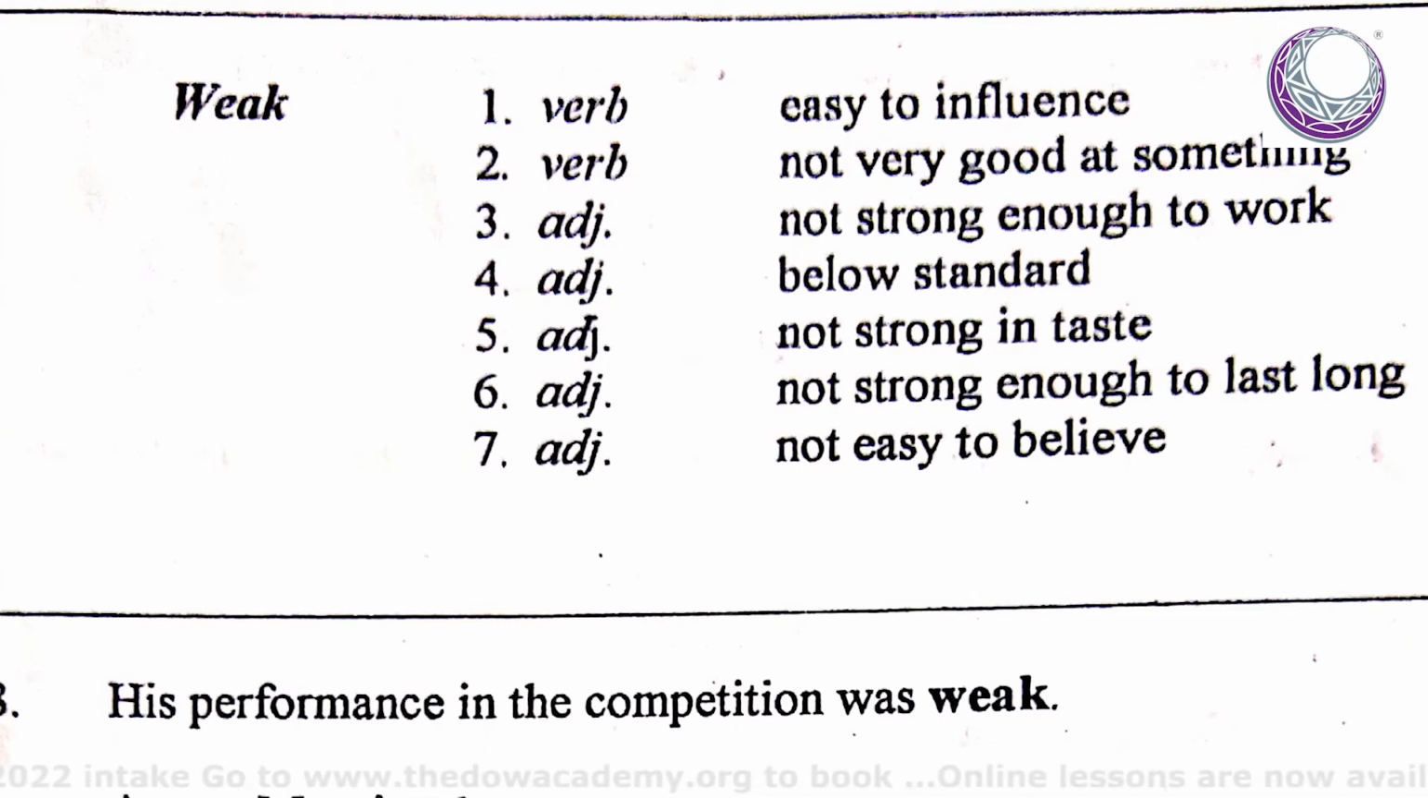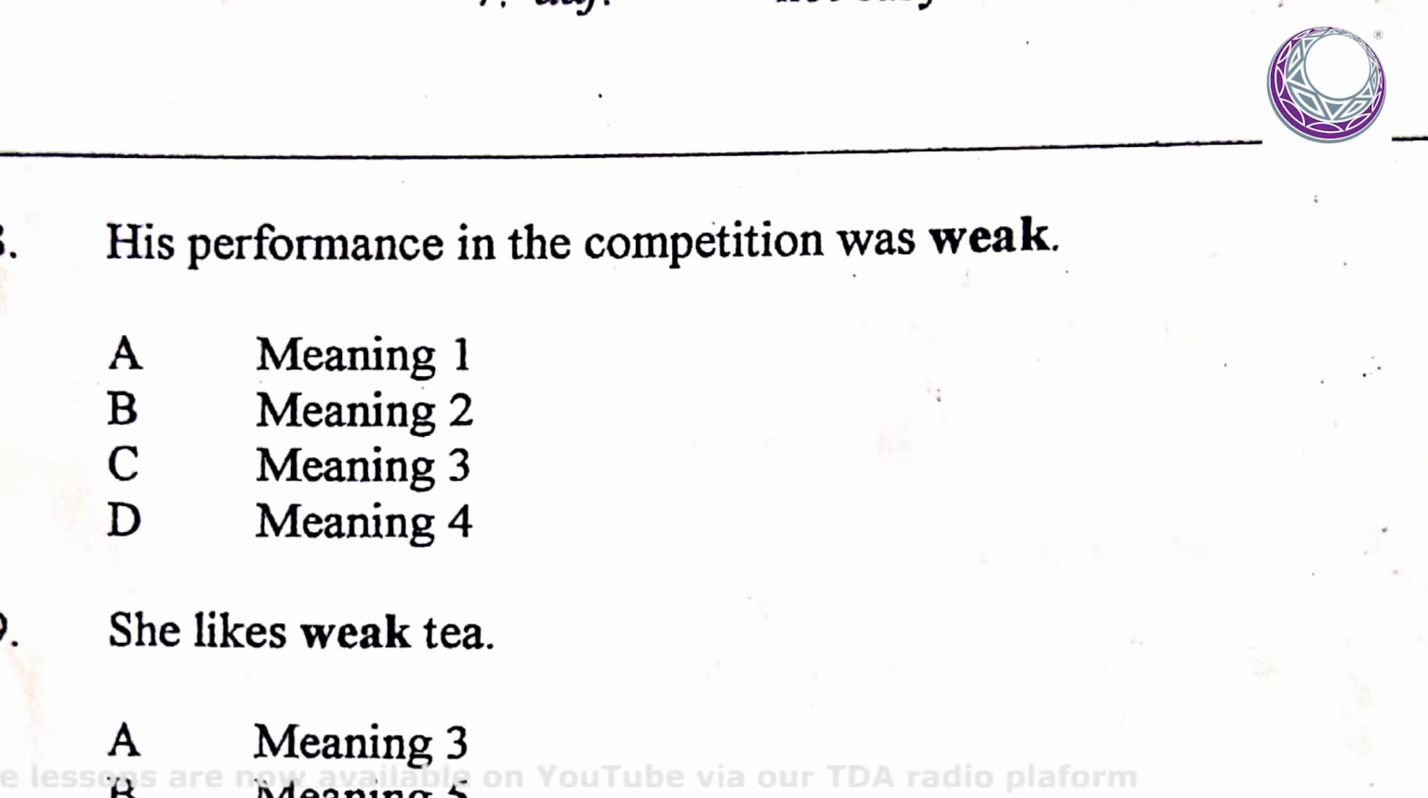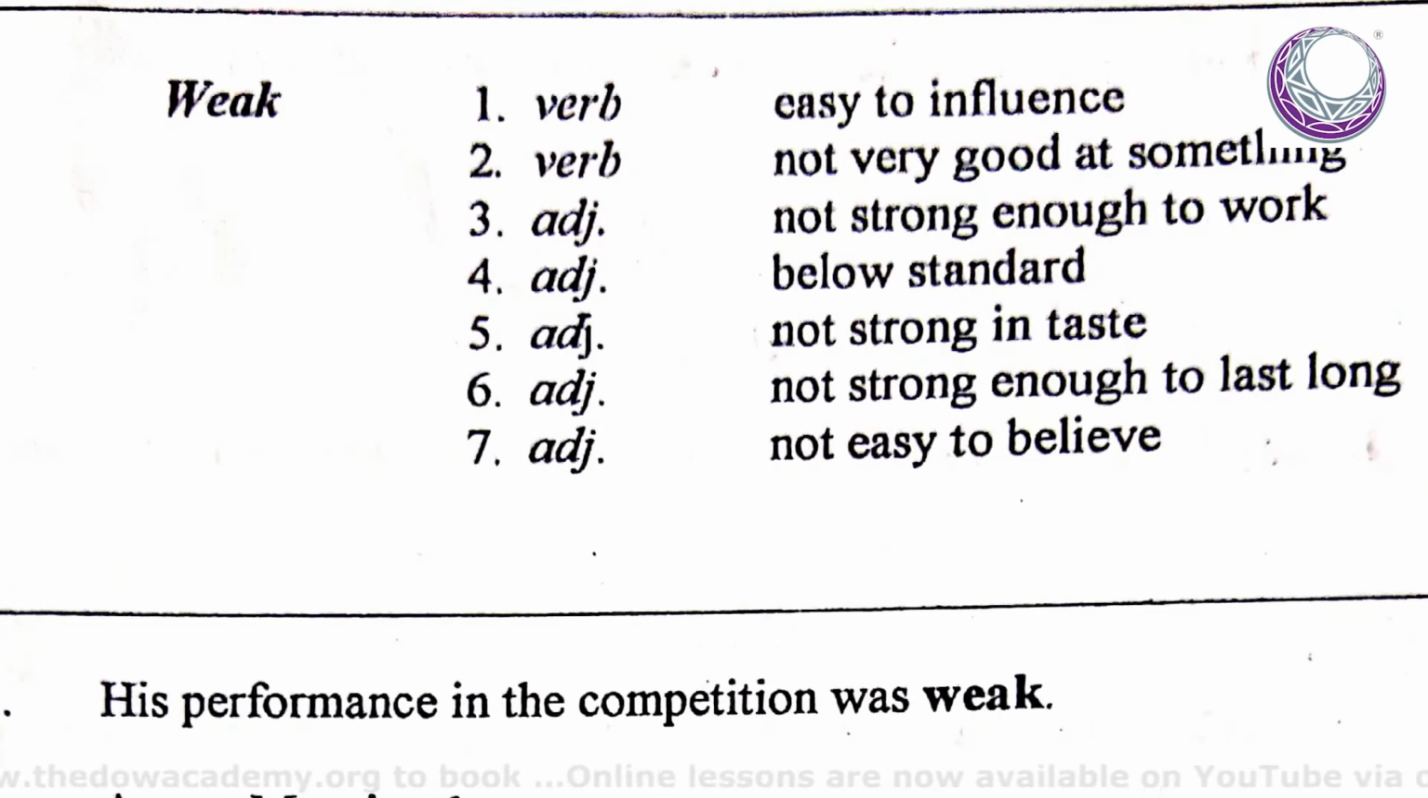The first one says his performance in the competition was weak. All right? His performance in the competition was weak. So what do they really mean? And if you check, the word weak is highlighted. Like I said last time, why is the word highlighted? Because they are putting emphasis on the way the word has been used in this sentence, in this context. So this dictionary meaning has to match with one description that is in this box.